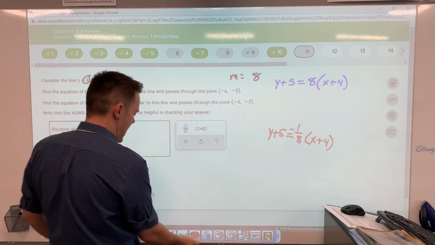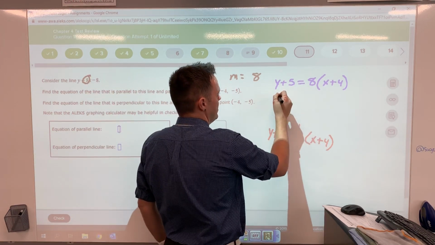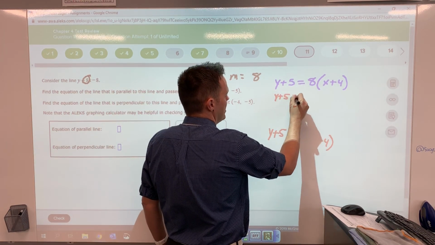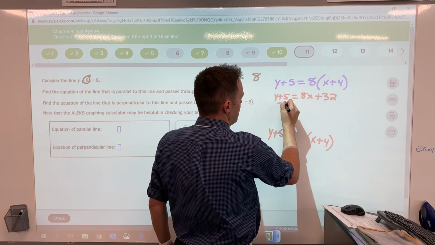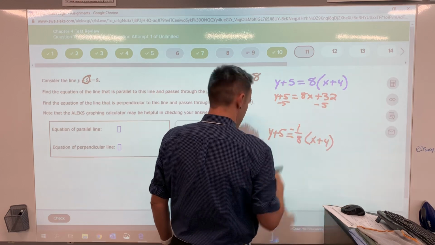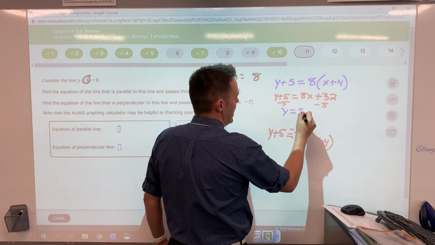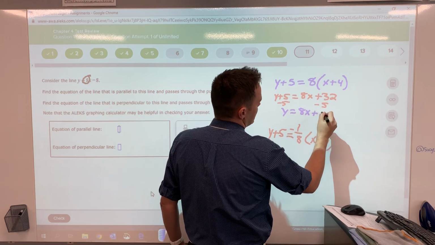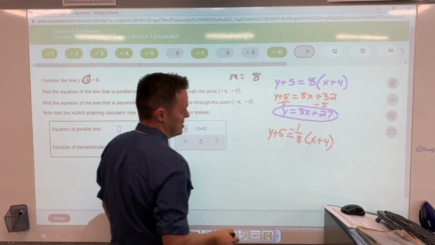So now you have to do your math. The first one is relatively simple, where it's going to be y plus 5 equals 8x plus 32, and then it's going to be minus 5, minus 5. So my answer is going to be y equals 8x plus 27. There's number 1 on the hit list.